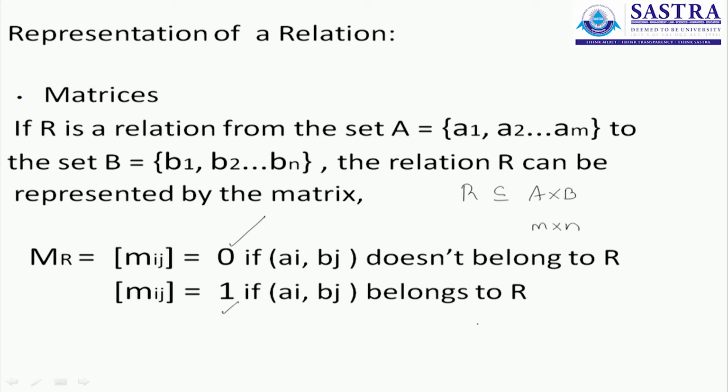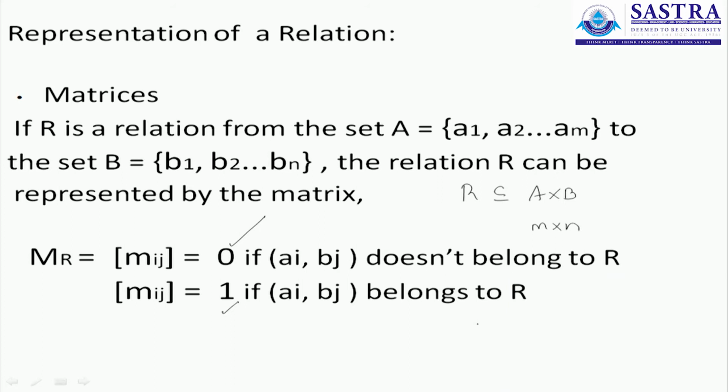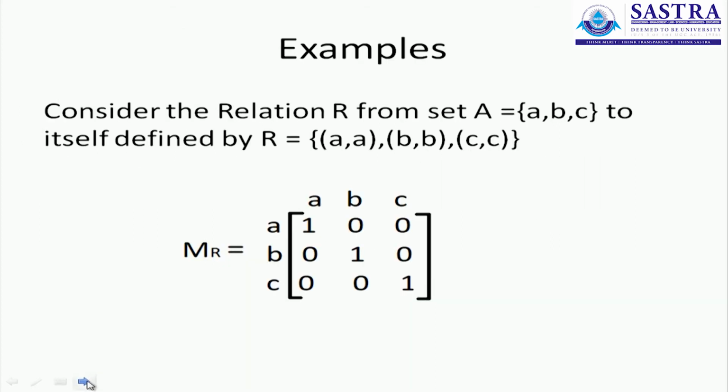And representing a relation in the form of matrix has a lot of advantages. It is easy to perform operations on relations and calculate certain properties of relations if you can have them as a matrix. We will have a look at all of them. We will start with an example.